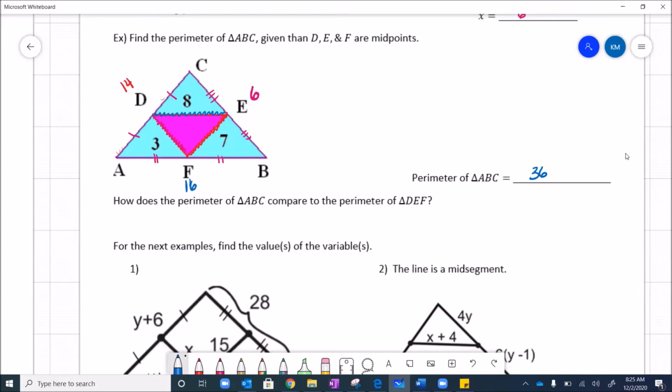It says, how does the perimeter of triangle ABC compare to the perimeter of triangle DEF? Well, DEF is 8 plus 3, 11, plus 7, 18. So you have 18 over 36. Well, look at that. It's a 1-to-2 ratio. Okay. ABC is double, oops, that's supposed to be DEF. ABC is double DEF. Okay, which makes sense. Our mid-segments are half the length. And so, yeah, all those sides should be double.